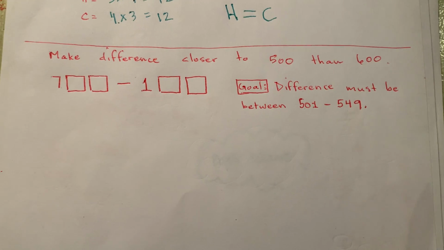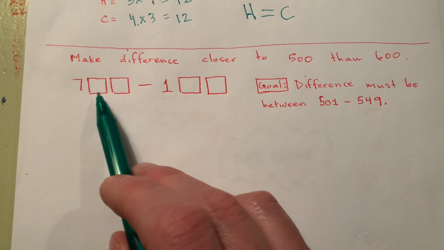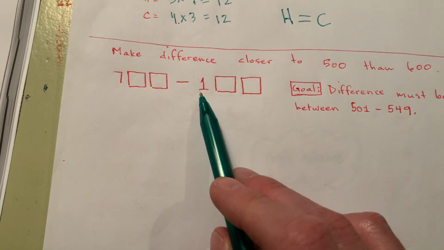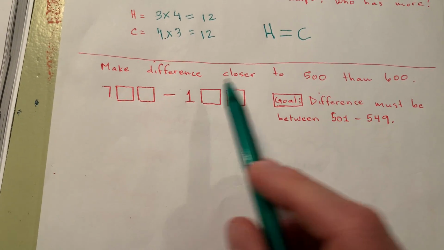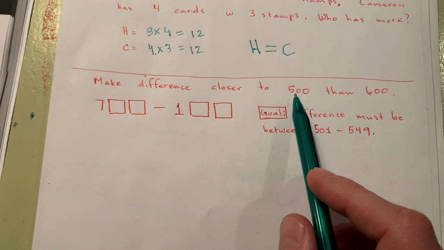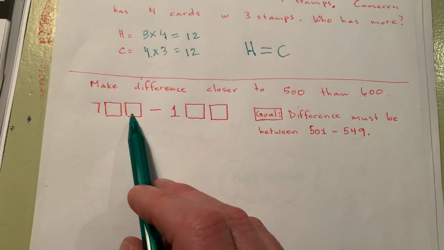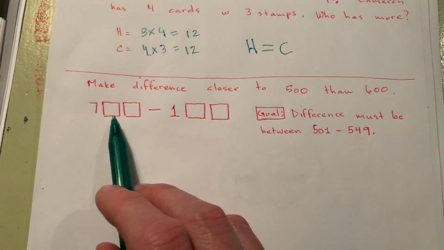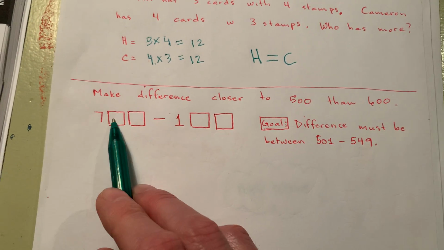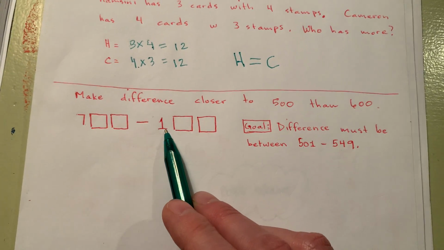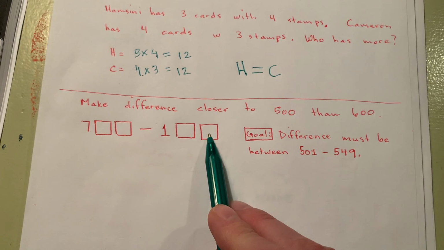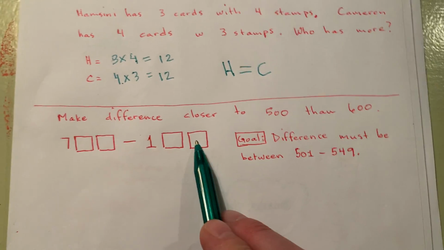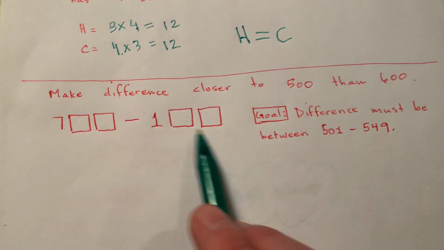But basically, it works like this. You're going to want the number in the 700s to be low, and you're going to want the number in the 100s to be high, because to get a difference of 500, you want this to be as close to 700 minus 200 as possible. So my first instinct would be to make this 700, and then make this as high as you can, 199, so that you get a second number that's near 200.